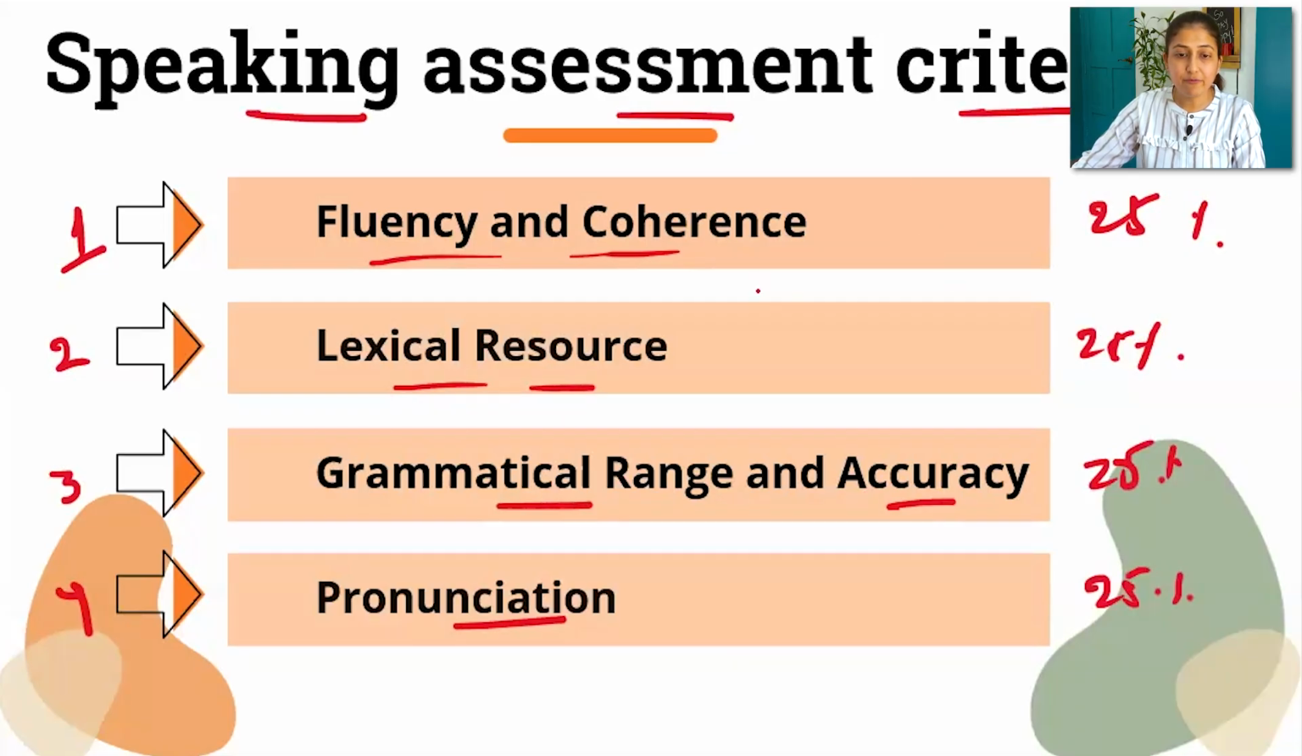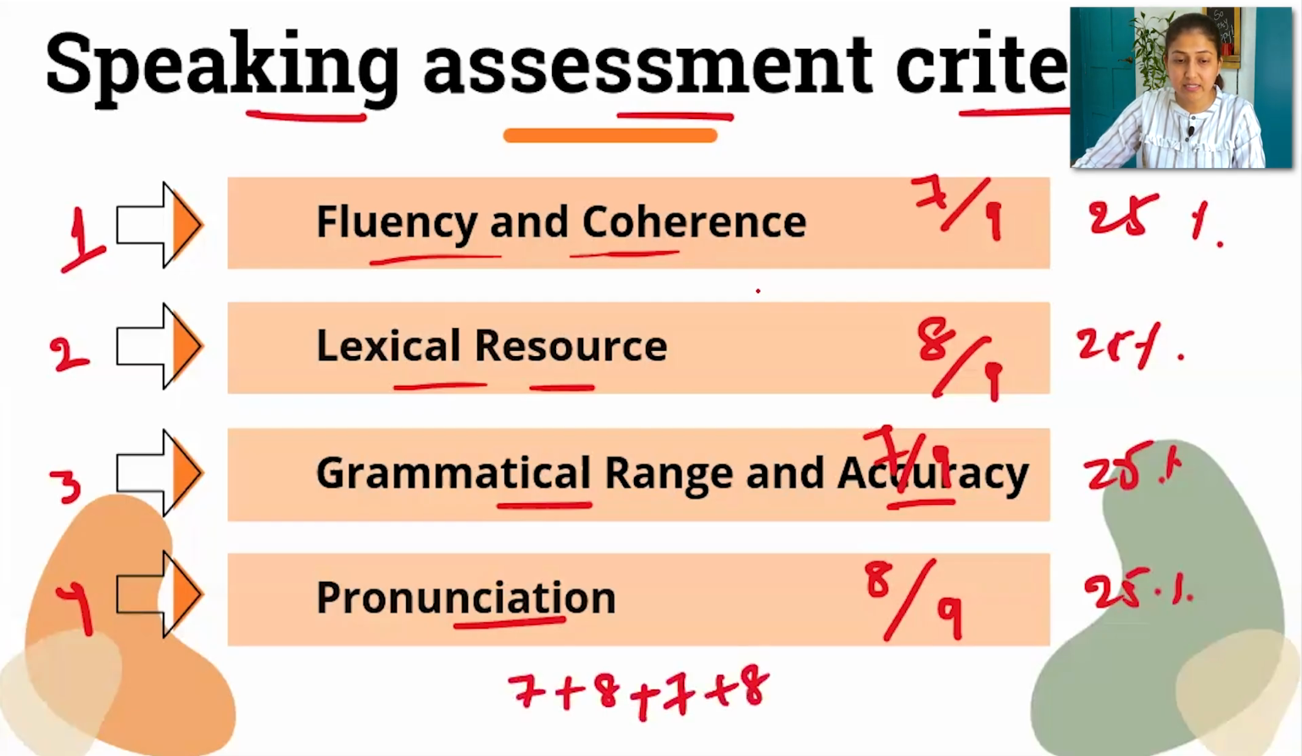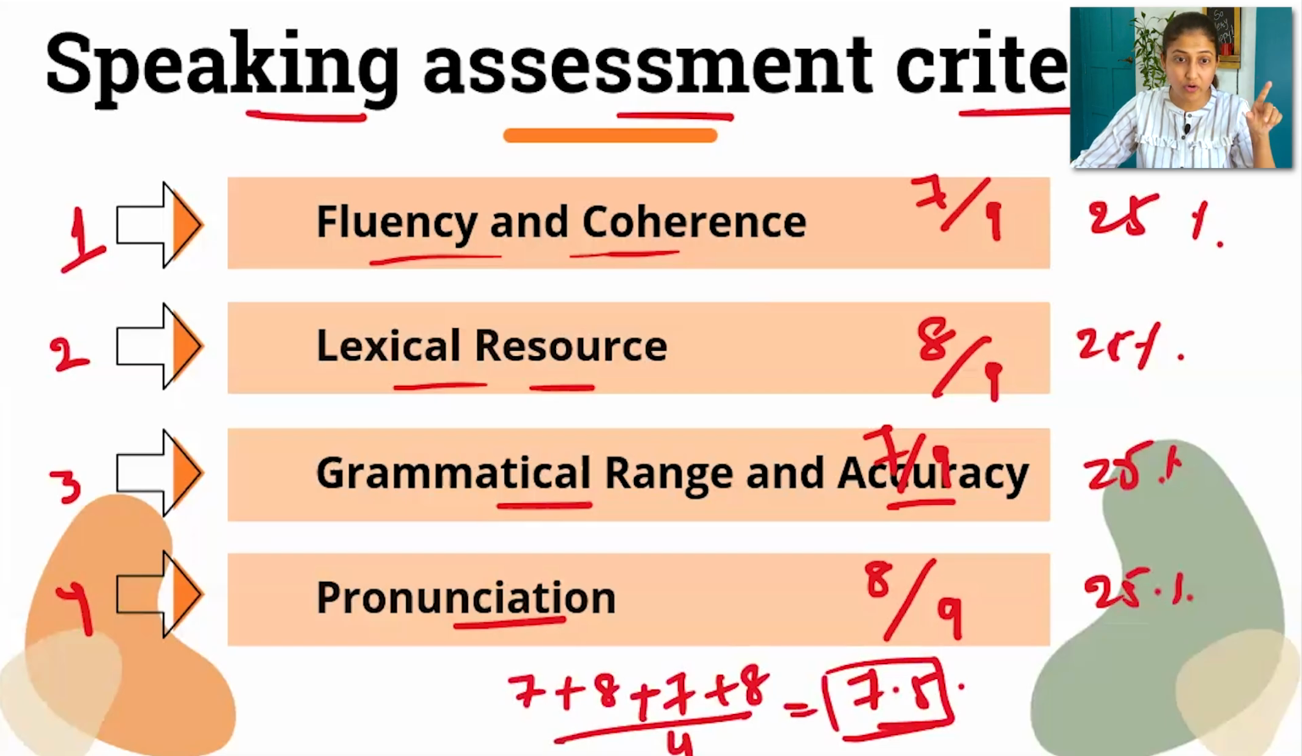So, for example, if you get 7 out of 9 for fluency and coherence, 8 out of 9 for lexical resource, let's say 7 out of 9 again for grammatical range and accuracy, and 8 out of 9 for pronunciation. In that case, your overall speaking module score would be 7 plus 8 plus 7 plus 8 divided by 4. Why divided by 4? Because an average has to be taken, correct? Which would be 7.5. So, 7.5 is your score for speaking. Remember, it's not your overall band score. It is your score for speaking, right?